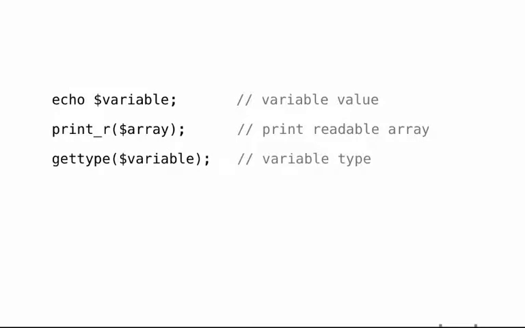The third one we've seen before is getType, and that just returns the type of a variable. Maybe we're working with a string when we ought to be working with an integer. Well, getType can help us to identify that.